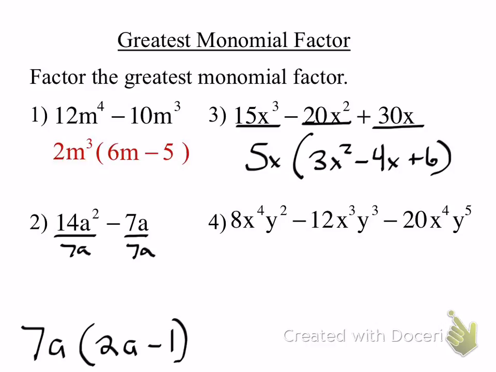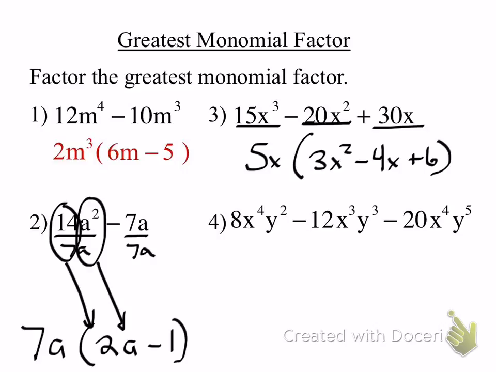Understanding? Yes. How did you get 2a? Because when I divide 14 by 7, what's left? 2. A squared divided by A is A. Okay?